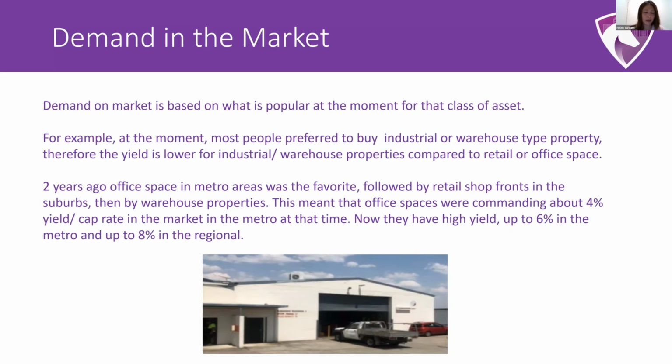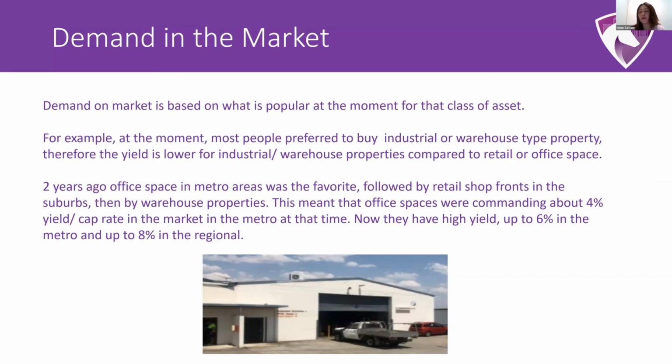So let's say the same area. Let's say you want to buy in Brisbane, and you want to buy an office space in comparison to a warehouse space. Office space is going to give you 1% more than warehouses. Warehouses are going to sit at 6%, or sometimes now warehouses are listing at 5.5% in Brisbane, and the office spaces are listing at 7%. Yeah. So 2 years ago, that was the other way around. It meant that office spaces were commanding 4%.